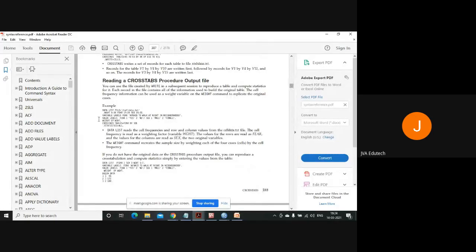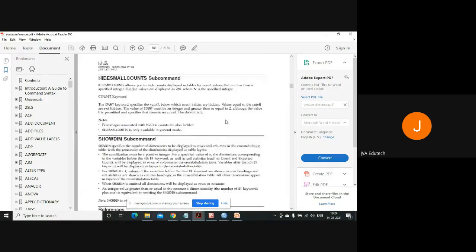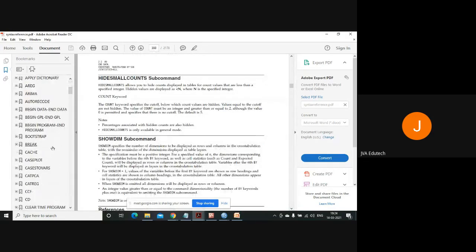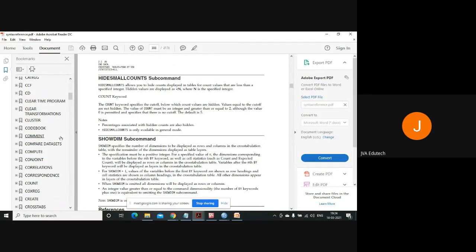Okay, so for cross tabulation, let's say this is the syntax. Sometimes you find that SPSS, for example if you have to do discriminant analysis, does not have any functionality to run the discriminant analysis.